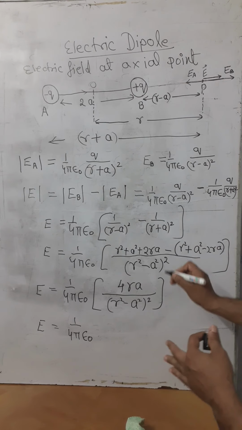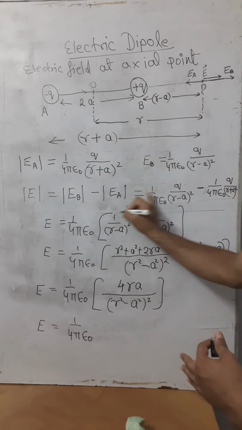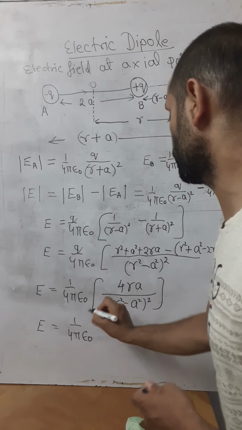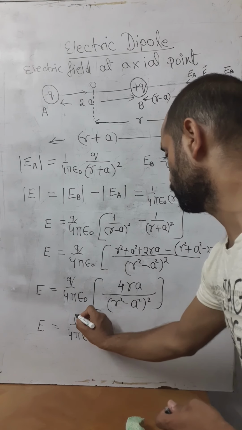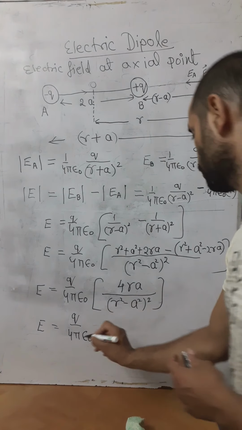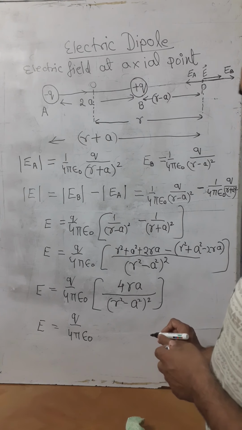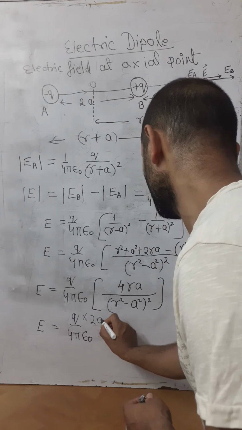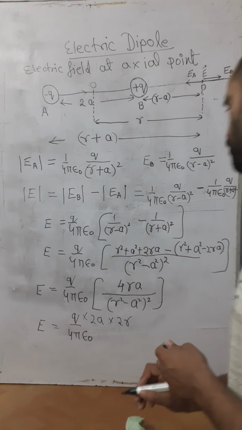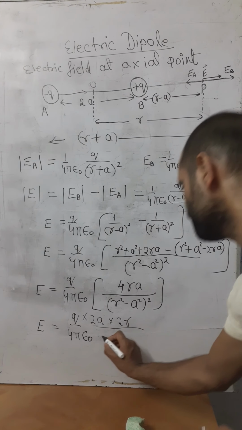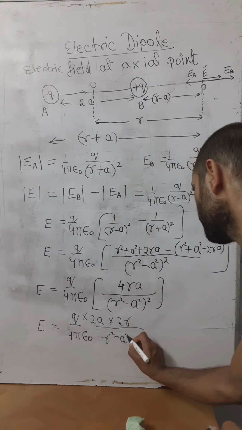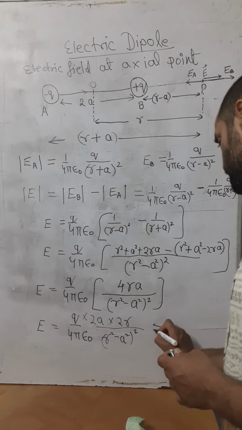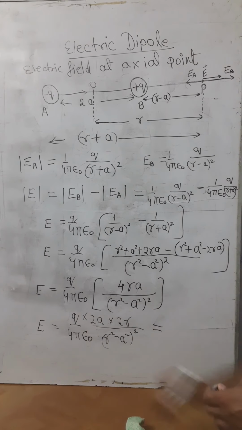Okay, something is missing. Q is missing. Q taken outside. So Q into 2a, right? So take it: Q into 2a into 2r, like this you can write, upon (r square minus a square) whole square. So which is equal to Q into 2a is P.